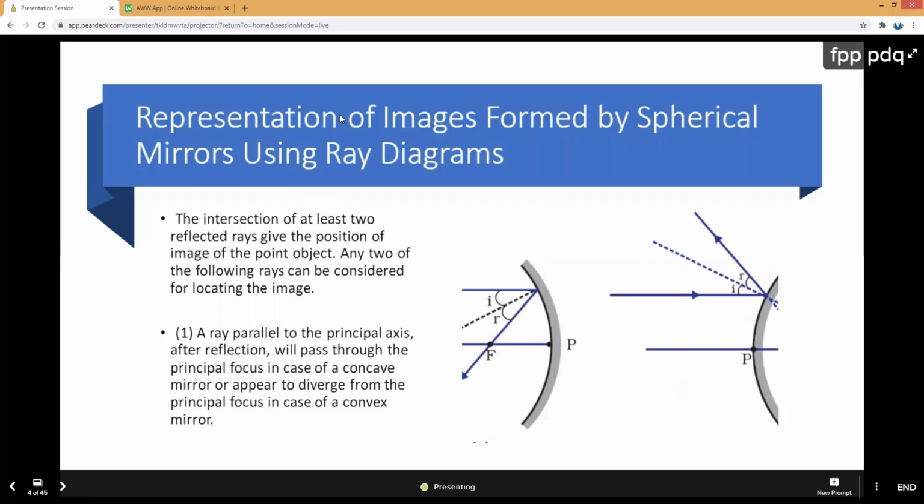Okay, so now we're going to start off with some basic rules that you should know to draw a ray diagram. One second. Yes, so the picture got cut a bit. Okay, one second.